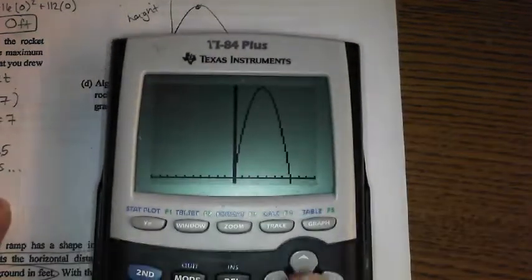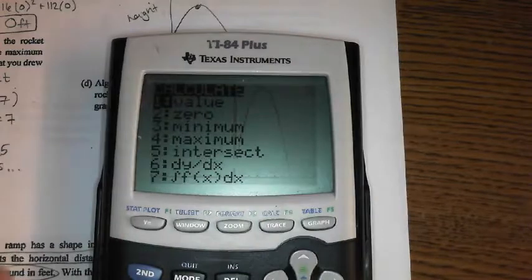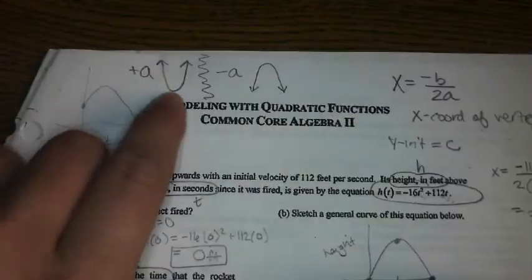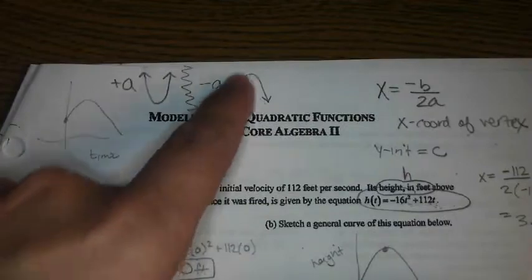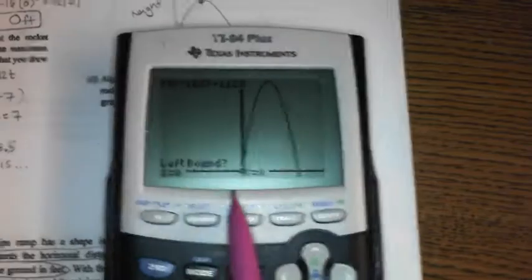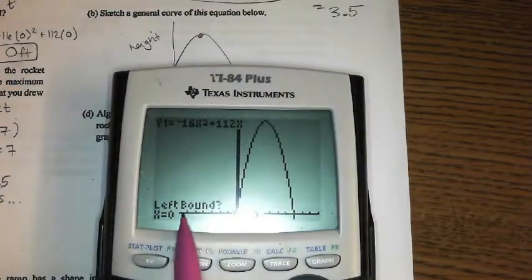Our favorite menu is second trace. Which one of these is going to allow me to find the vertex? Maximum. Sometimes it's the minimum. If it opens up, it would be the minimum. If it opens down, it's the maximum. And so this one is a maximum, and you're always asked to bring your cursor to the left of the maximum.